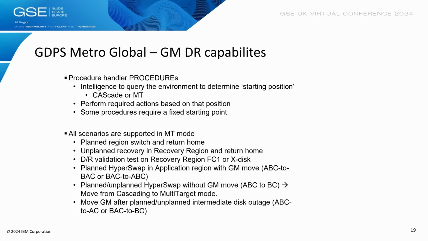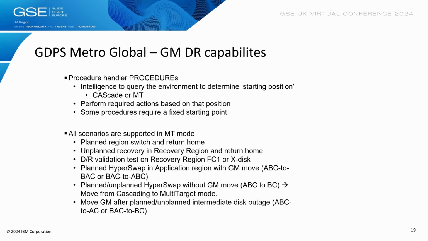So to summarize, the GDPS Metro Global GM Solutions 3 and 4 site offers local continuous availability with HyperSwap and disaster recovery outside of the region. The main important thing is that GDPS provides automated procedures to be able to automate the region switch.